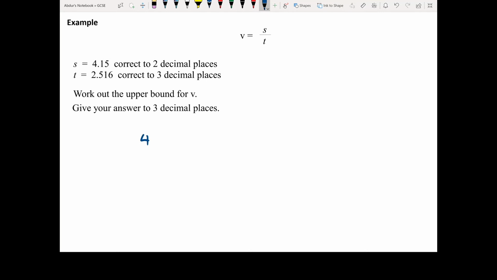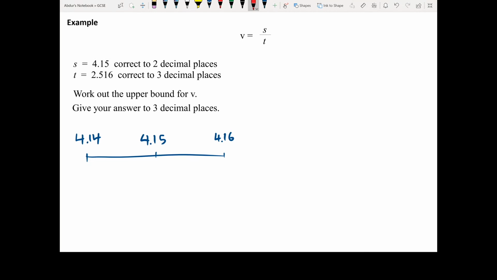So I'm going to write 4.15 first, and draw a number line here. If I've got 4.15 rounded to 2 decimal places, the next number correct to 2 decimal places would have been 4.16, and the previous number would have been 4.14. So S could be 4.14, 4.15, 4.16 and so forth if it was rounded to 2 decimal places, but we're told here that it's 4.15 rounded to 2 decimal places.